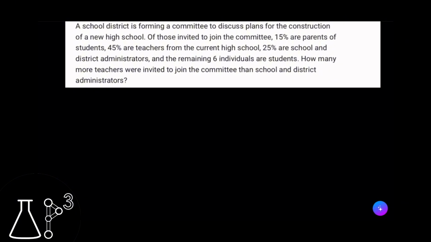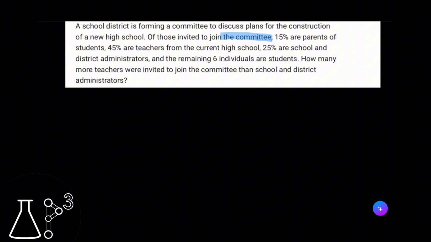So as we can see, there is a committee going on, obviously, because it says right here, right? I'm given that 15% are parents, 45% are teachers, 25% are administrators, and 6 individuals are students. So how can I figure out how many people are in the total committee, so I can figure out how many more teachers there are than administrators? Well, let me add the percentages and make sure that it equals 100. Because if it equals 100, then everybody's in the committee. But it doesn't equal 100, and there's something that we need to look for.